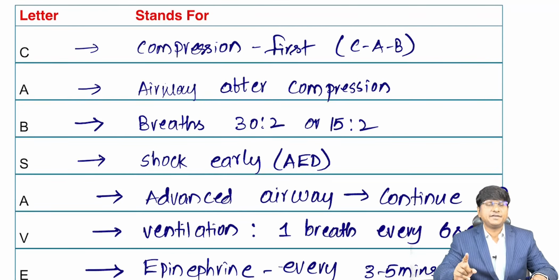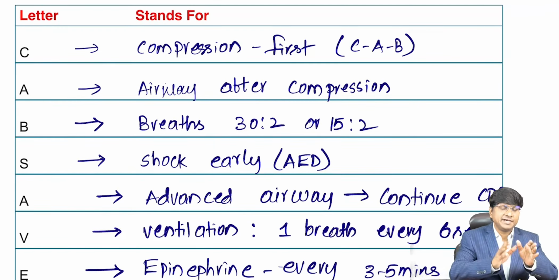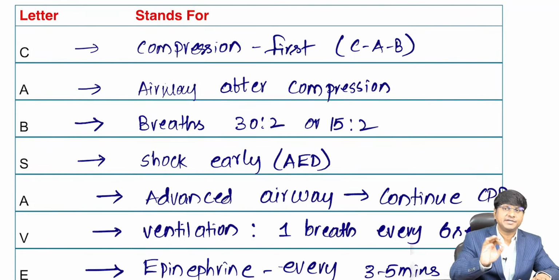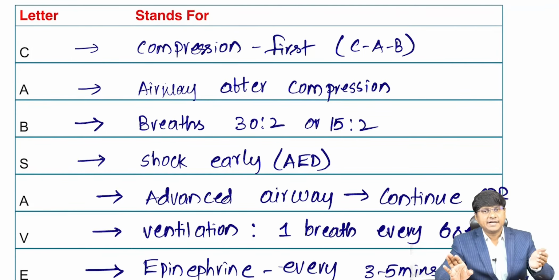And for the use of capnography, you need to target an EtCO2 of more than 10, that indicates effective CPR. And the drugs which are required to be administered are epinephrine 1 milligram intravenous or intraosseous every 3 to 5 minutes in the cardiac arrest. And followed by that, amiodarone or lidocaine for refractory VT or VF and pulseless VT.